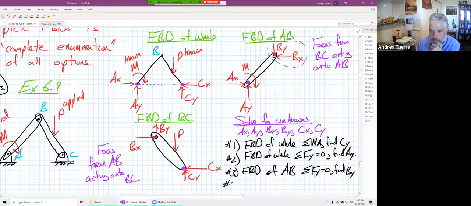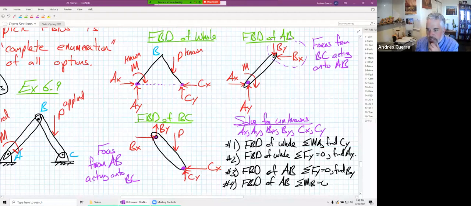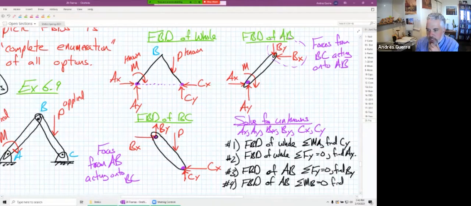Number 4, we could do FBD, we'll still stay on A to B because we can solve for all this stuff. We know AY, so how could we find AX? Couldn't we sum moments about B equal to 0? That would allow us to solve for AX. And then we could sum the forces in the X equal to 0, and we could find BX.